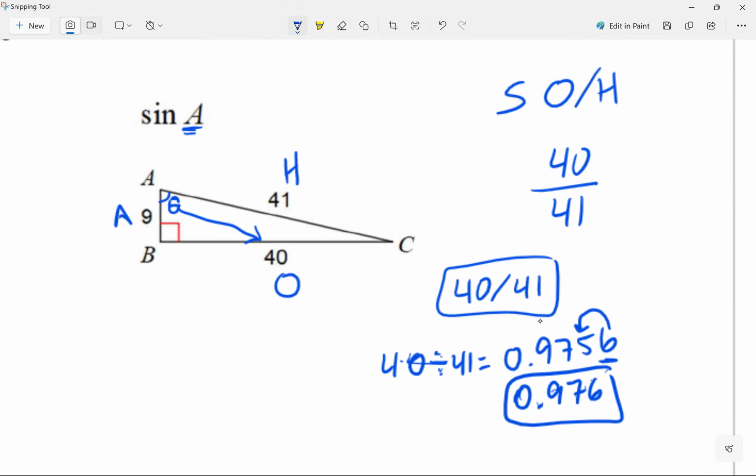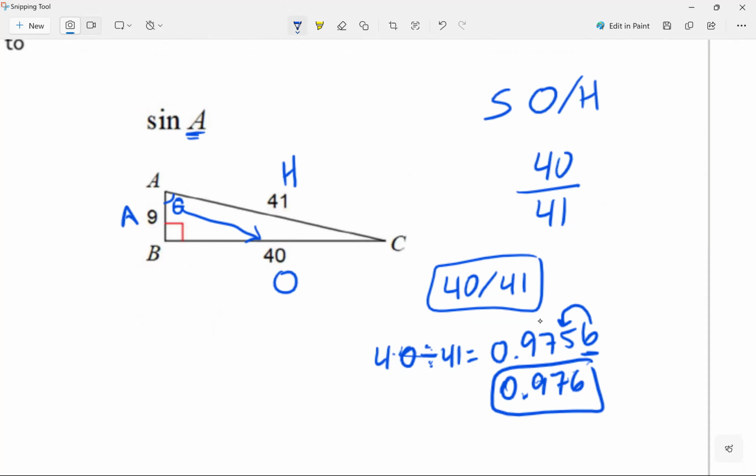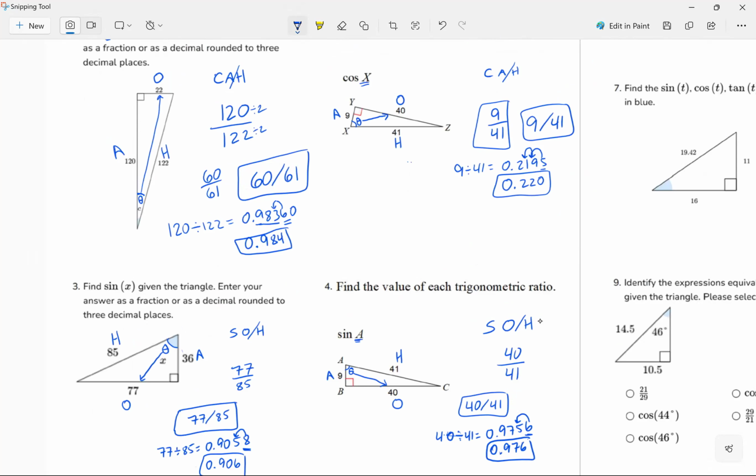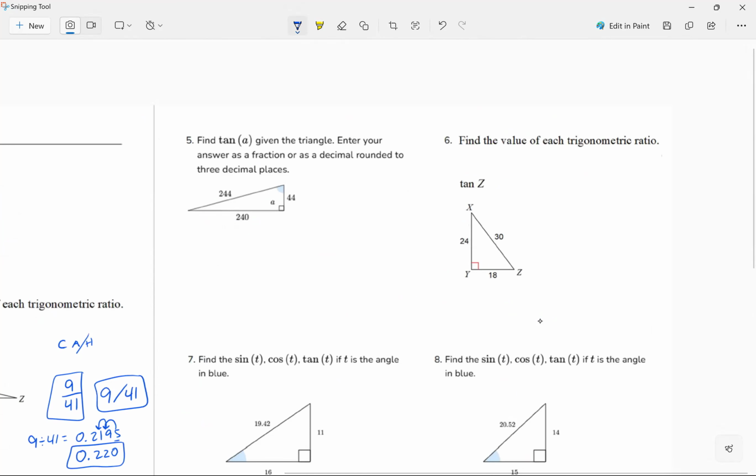Okay. Not too bad. So far I think we're good already with cosine and sine because we practiced those as well. How about tangent? Let me flip the page. Let me take a look at number 5.